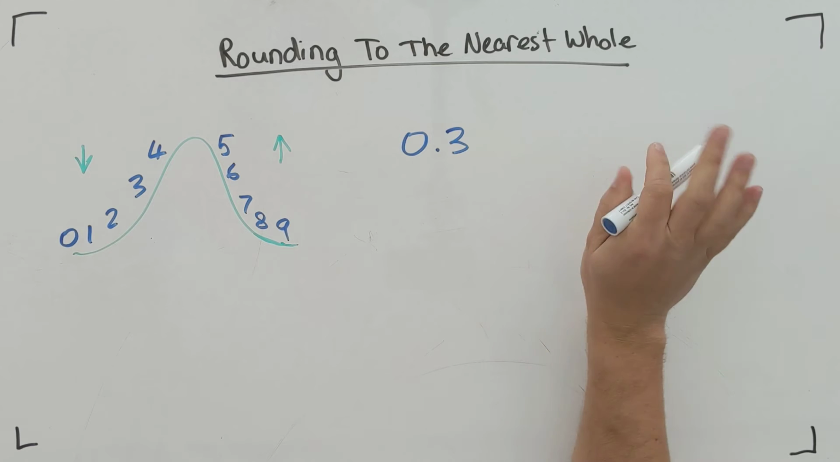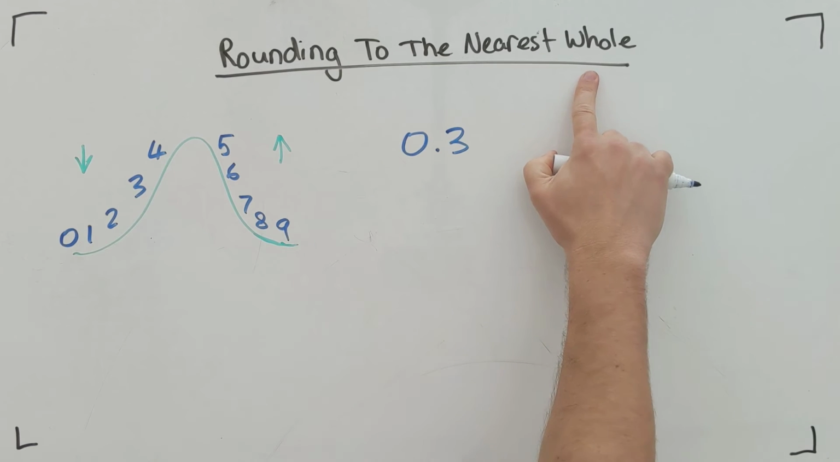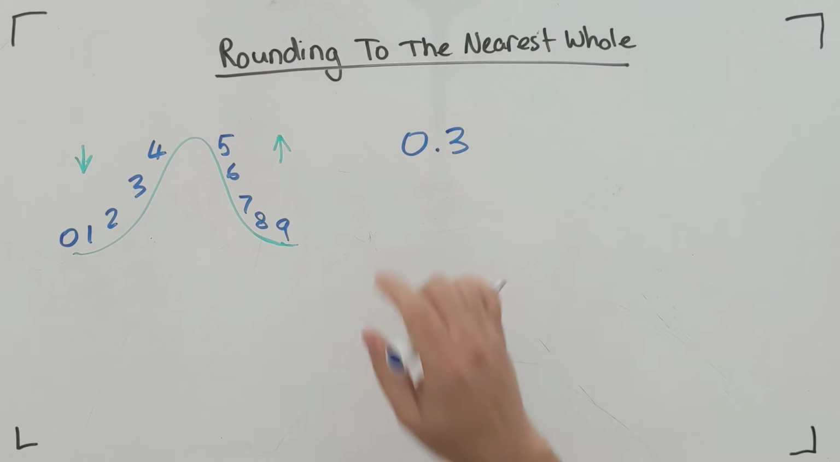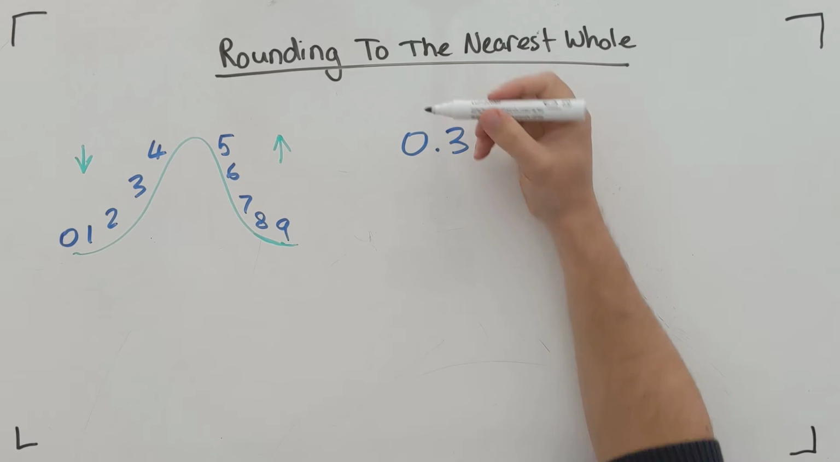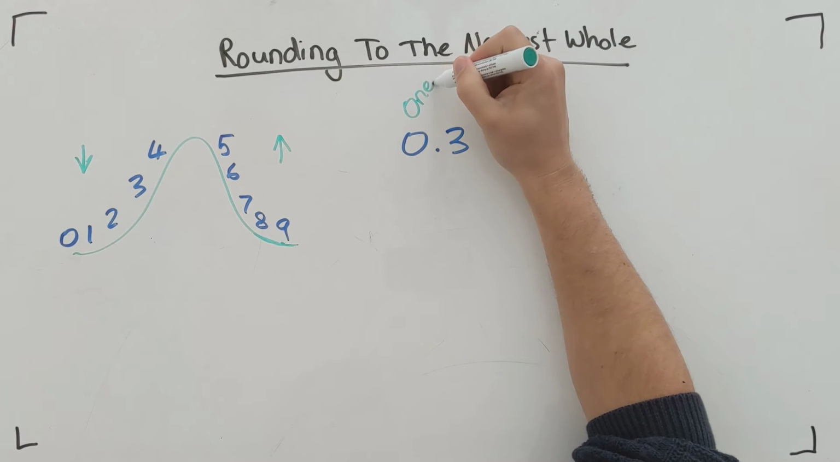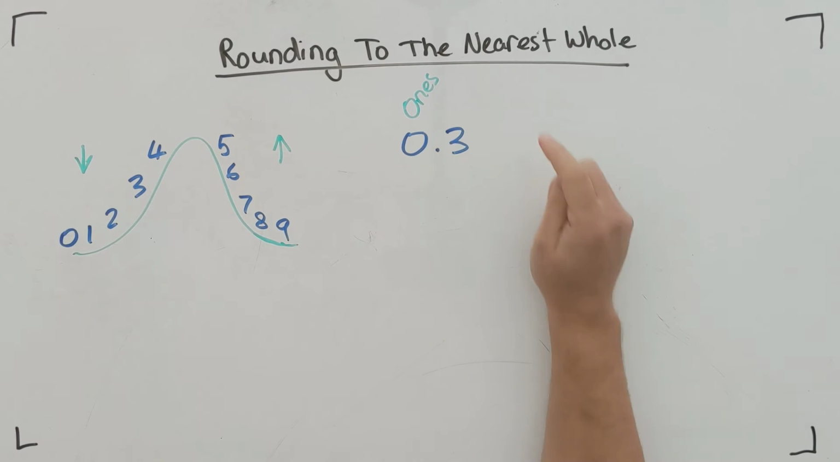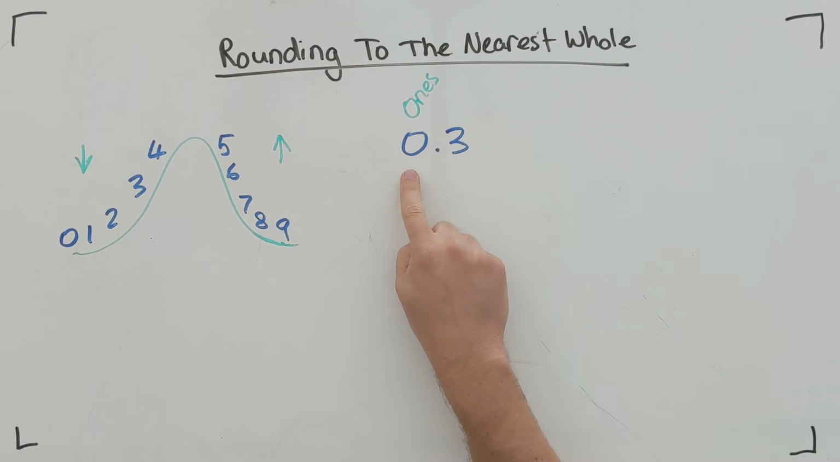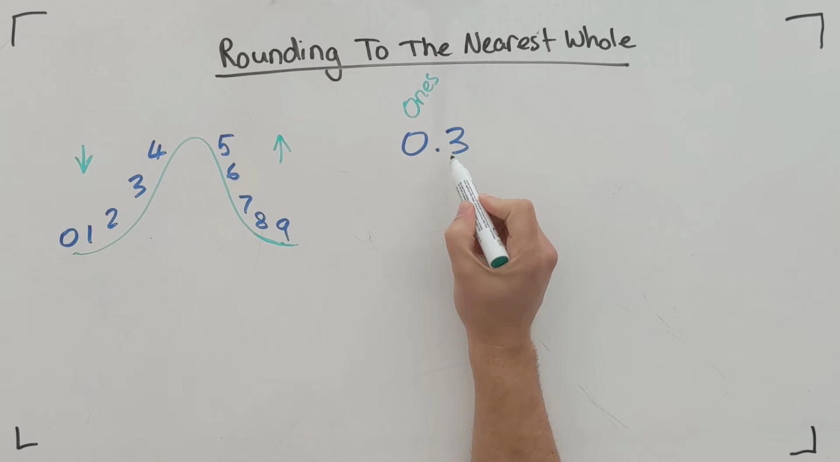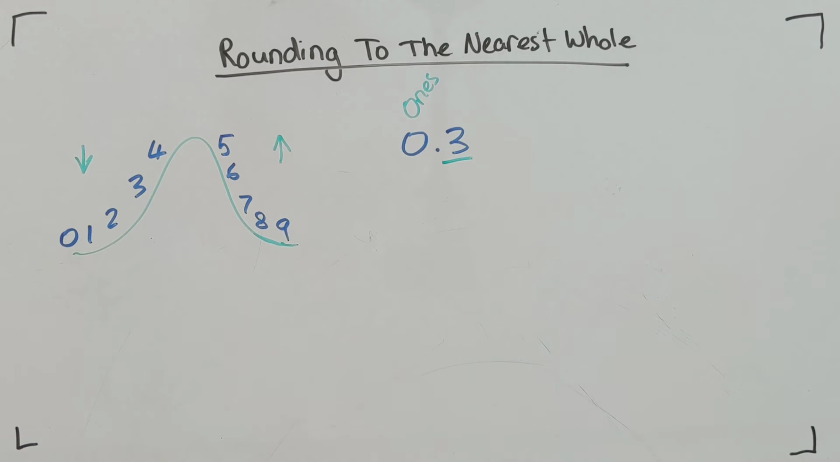0.3. The question is asking us to round to the nearest whole. This is the whole number column, isn't it? The place value column of ones. Whole ones. Those are two different words for the same thing. So we want to look at the next column to the right, which is this tenths column. In this example, 0.3, 3 is in the tenths column.